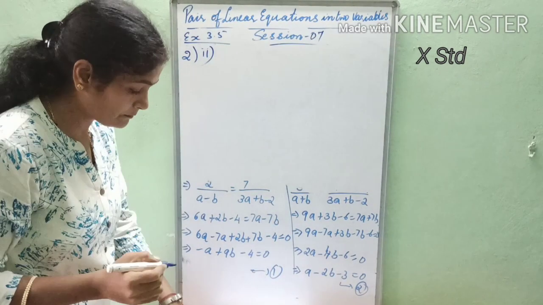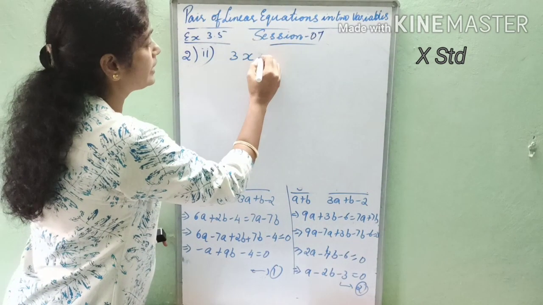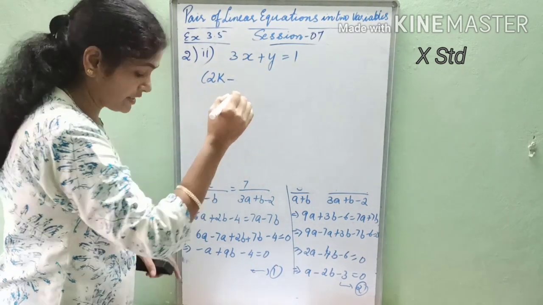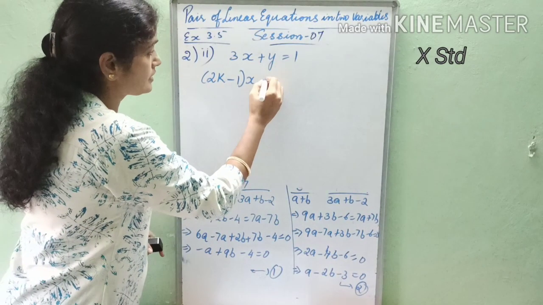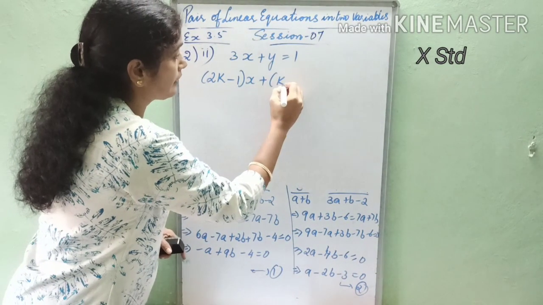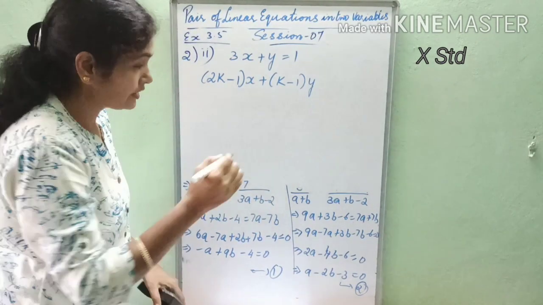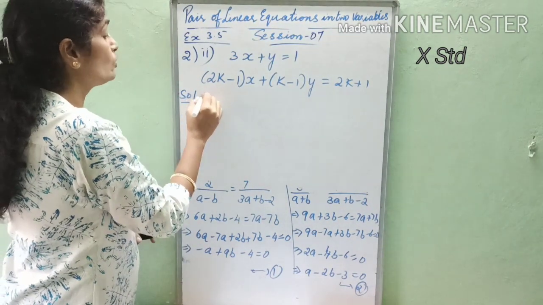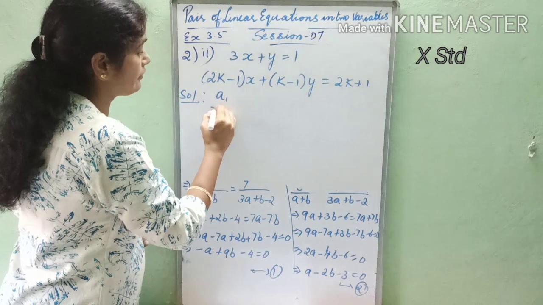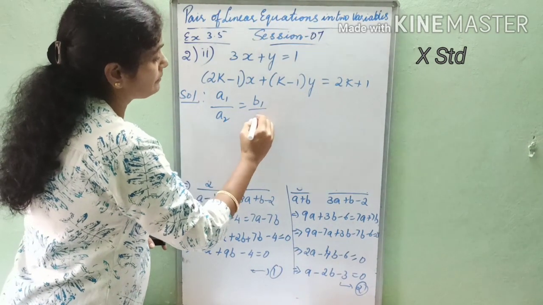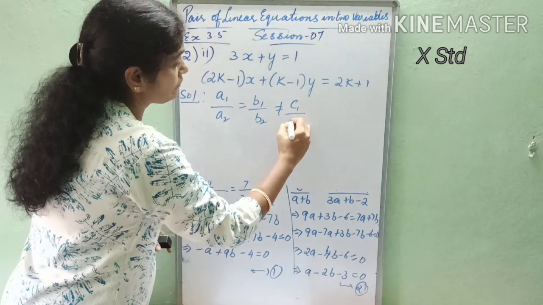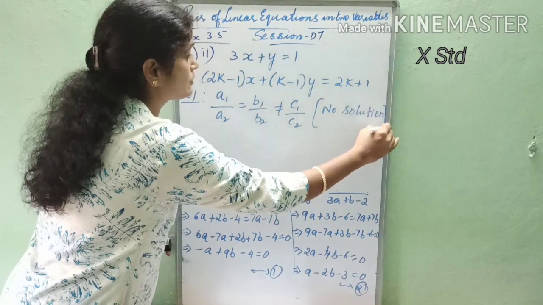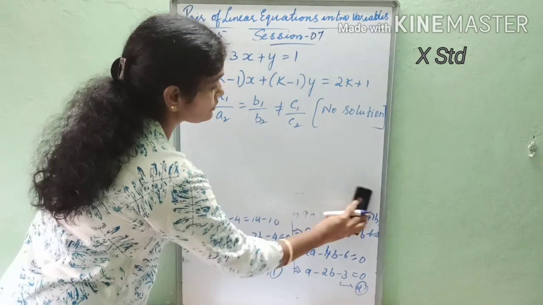So the equations are 3x plus y equal to 1 and another, 2k minus 1 into x plus k minus 1 into y is equal to 2k plus 1. Right. So no solution they have said. So no solution means A1 by A2 is equal to B1 by B2, and that is not equal to C1 by C2. This is the condition for no solution. Fine. Now substitute the values of A1, A2, B1, B2 and find it out.